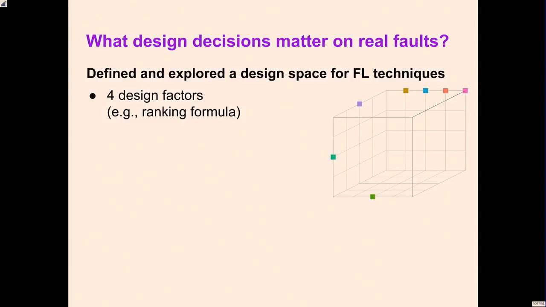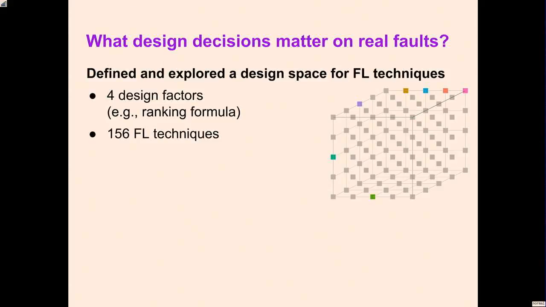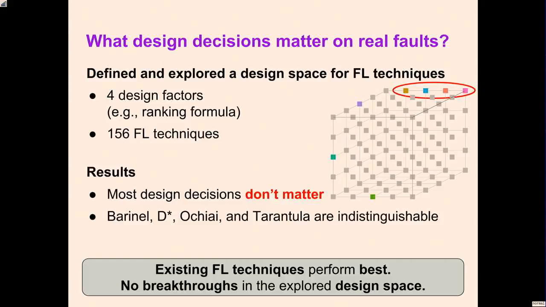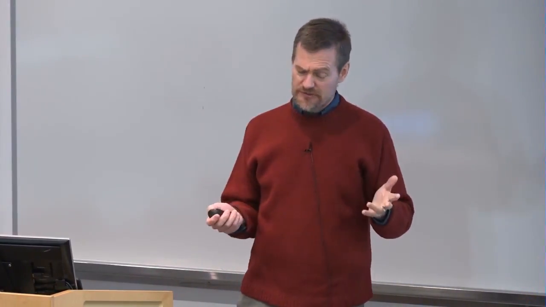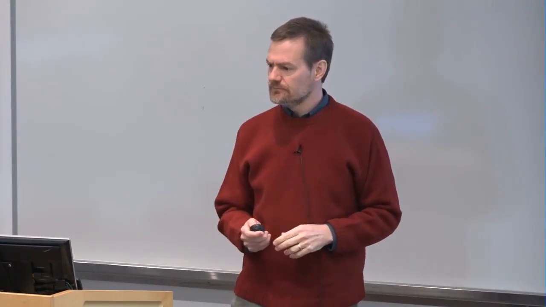So we also then looked, as I've said, people have proposed many fault localization techniques. There were 7 of them. I've put those in this space. We figured out what the design space of that was and actually evaluated 156 different techniques. And we found that none of those design decisions mattered at all. The first technique that was proposed 15 years ago is still the best on real faults. The others are actually better on artificial faults because that's what they did their evaluations on.